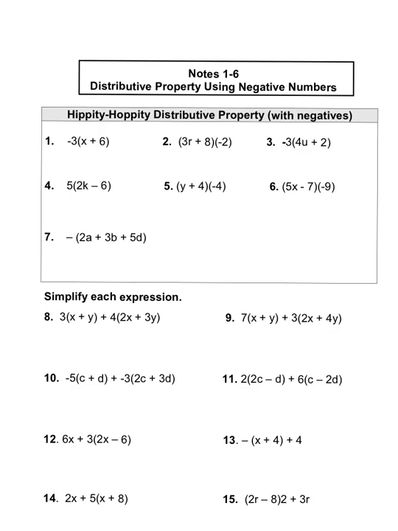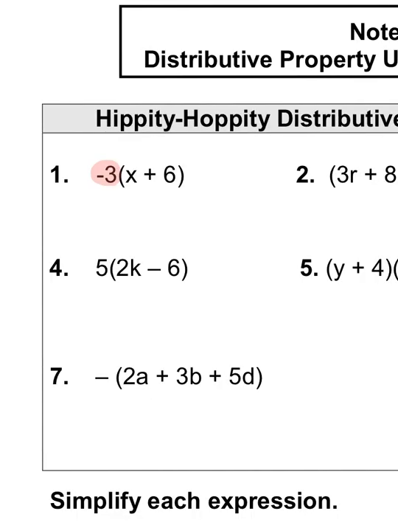Today we're learning distributive property using negative numbers. So we call it hippity-hoppity distributive property, and this time we're going to use negatives. Look at number 1. On number 1 we are distributing a -3. Why? Because we cannot combine x and 6, so we must use the distributive property.